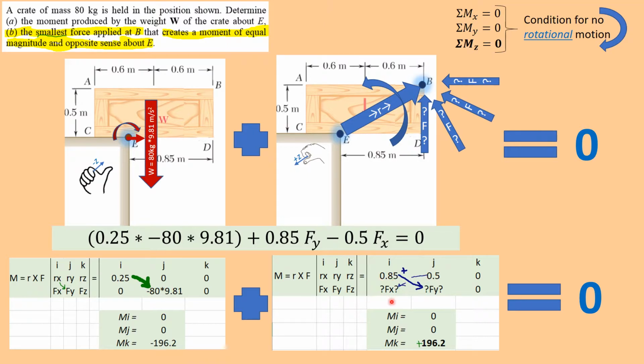So we don't know what the x component is. We don't know what the y component is. We do know that that force needs to add to the same magnitude as what was happening from the weight. So we need to get that 196.2 no matter what we do.